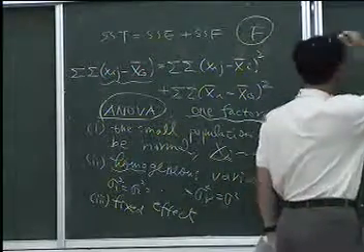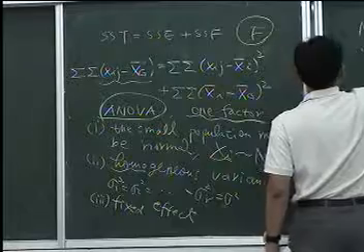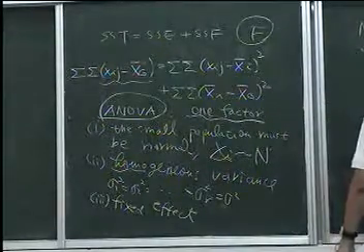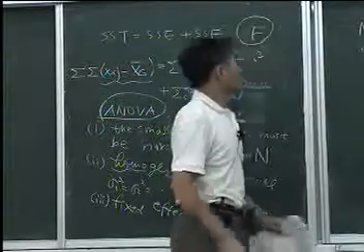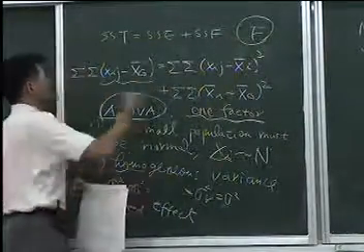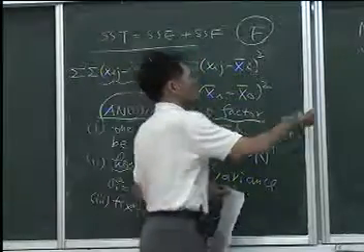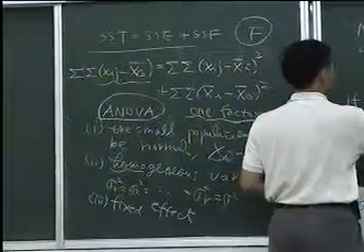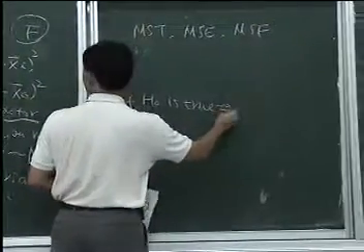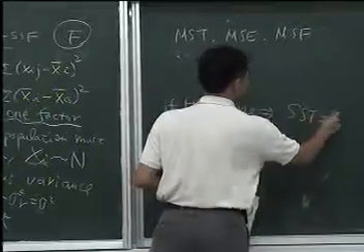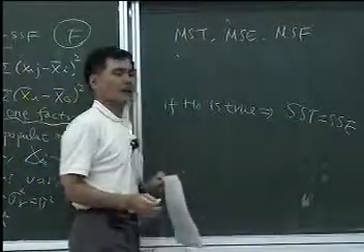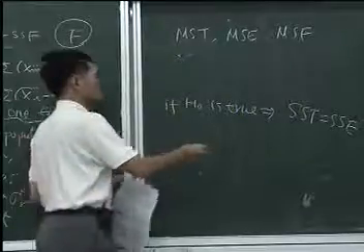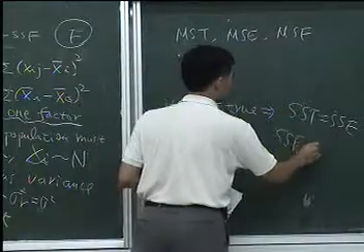Okay, now we want to get to MST, MSE, and MSF. We already mentioned this because if H naught is true, right? Then SST equals SSE, okay? We already mentioned this. That means SSF is equal to 0.